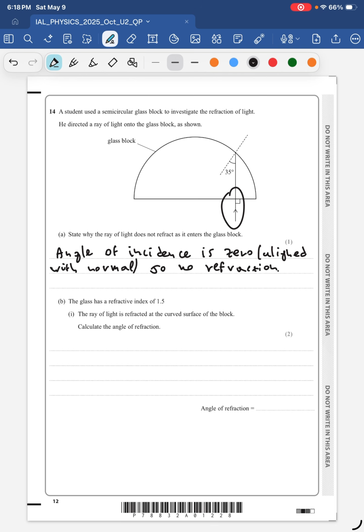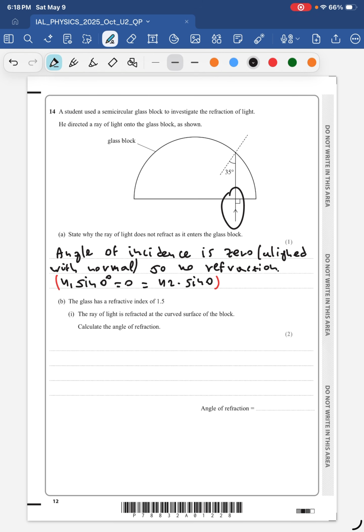Because if you use Snell's law, you will have n1 times sine of 0, which is 0. So you will necessarily have this must be equal to n2 times sine of 0 as well. That's the only way it can work. So both the incident and the refracted angles are 0. I'm going to write this in parentheses. You don't have to write that in a test.